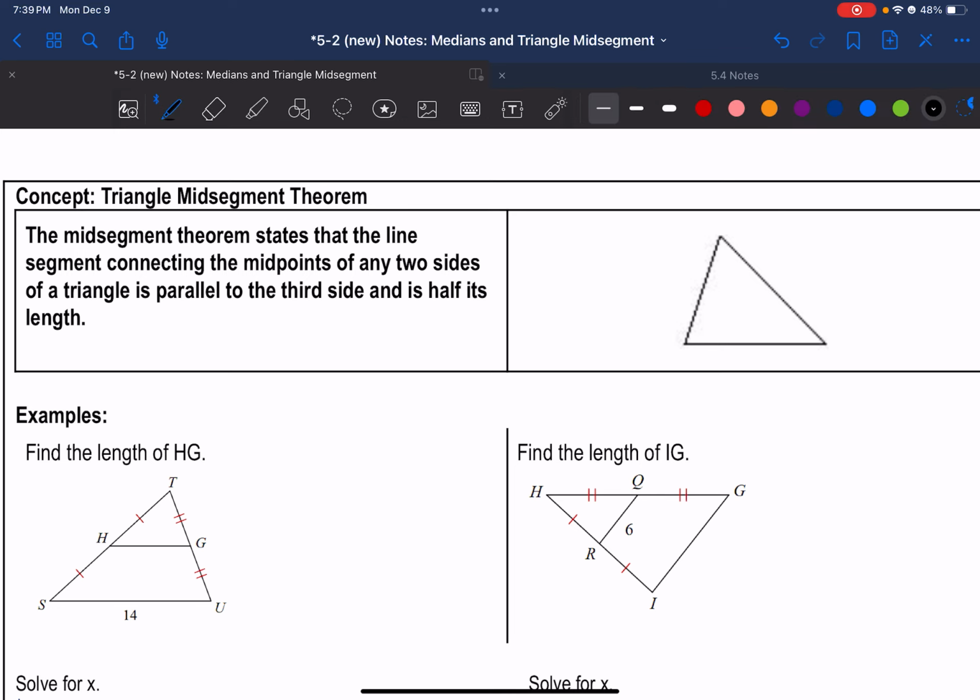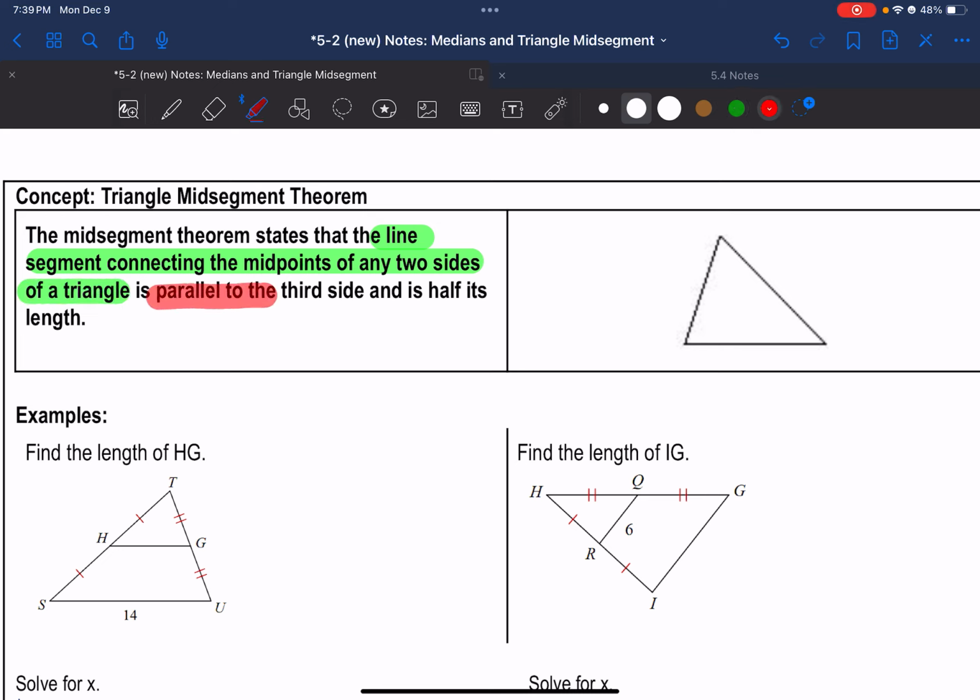for the second side, let's go ahead and look at the mid-segment theorem. I'll go ahead and highlight this. The mid-segment theorem states that the line segment connecting the midpoints of any two sides of a triangle is parallel to the third and is half the length. So let's go ahead and identify this.